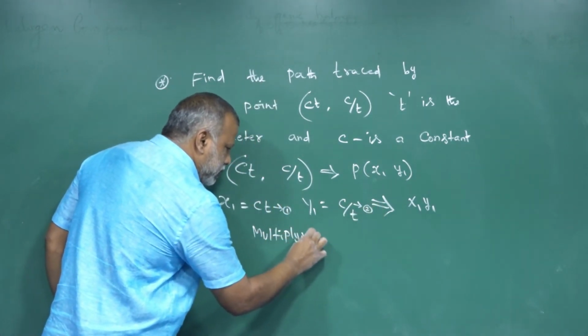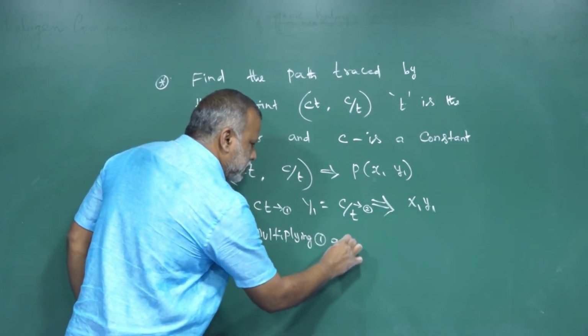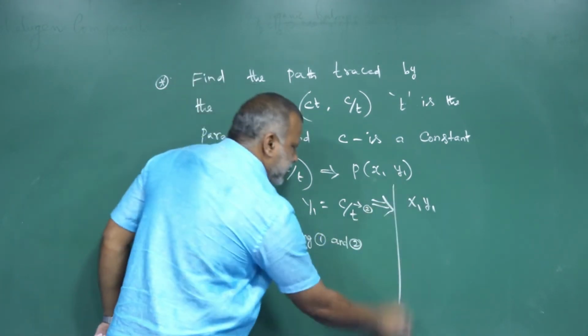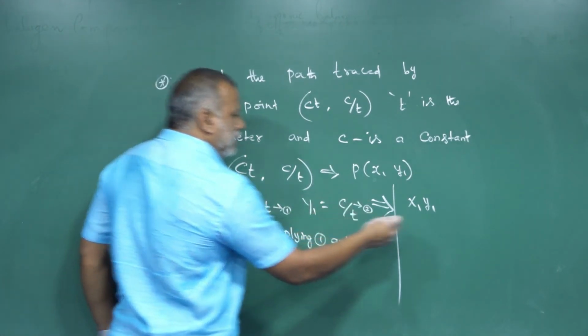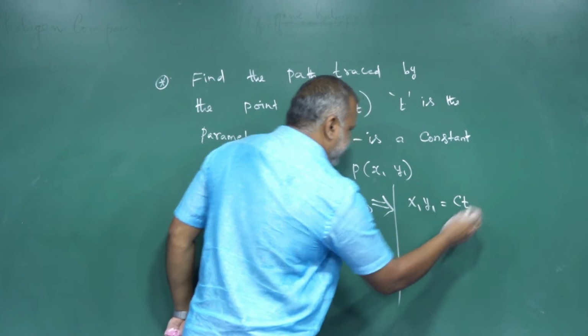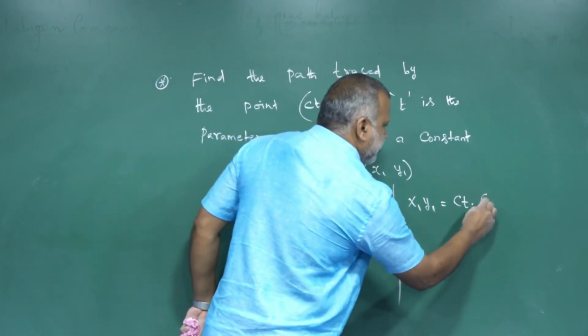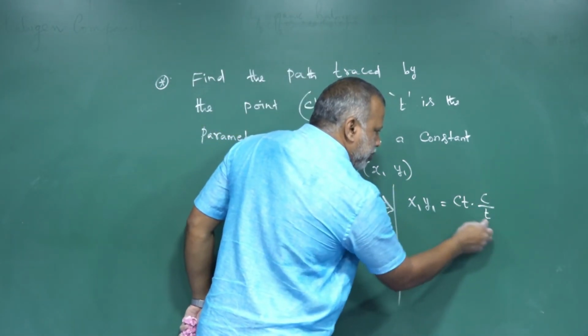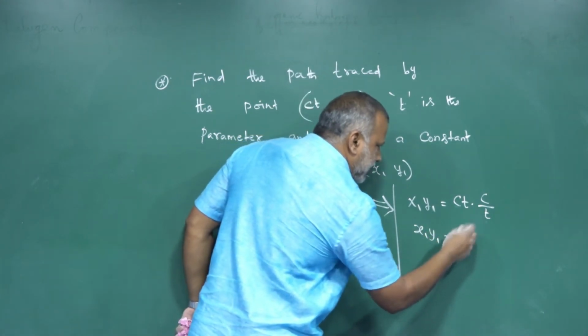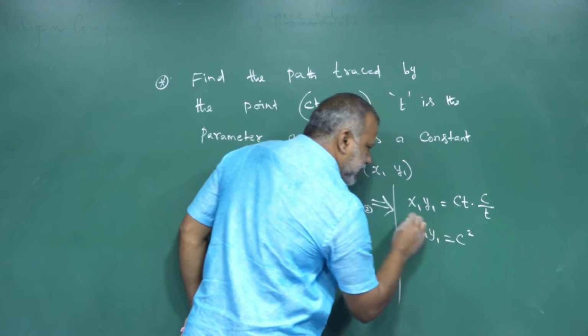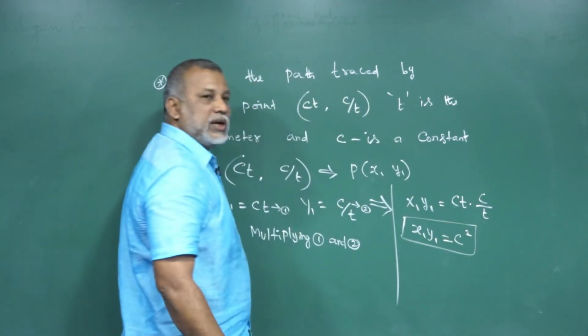Multiplying 1 and 2. So this is the logic. x1, y1: LHS is multiplied with LHS, then RHS, ct times c by t. So t should be eliminated. Therefore x1 y1 is equal to c squared.